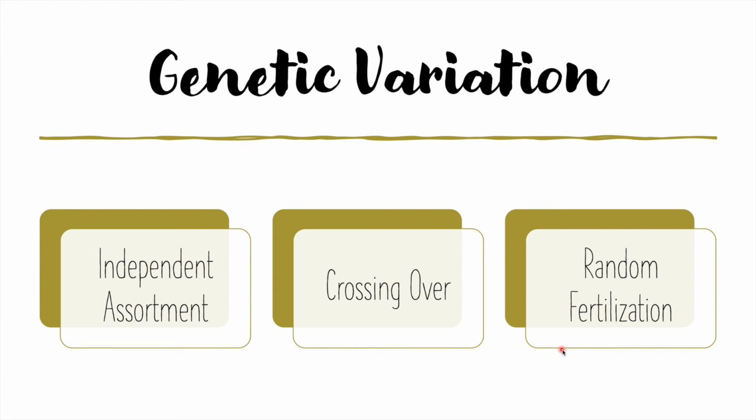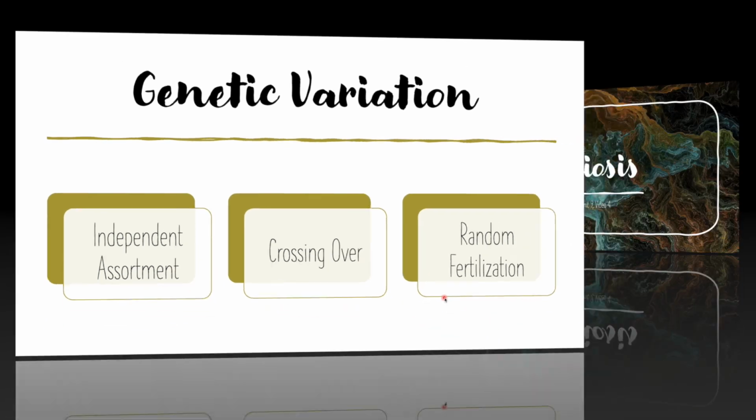And finally, random fertilization. The ovum carries 8 million possible chromosome combinations, and the sperm carries another 8 million. So, the zygote that results from fertilization has 64 trillion possible diploid combinations.